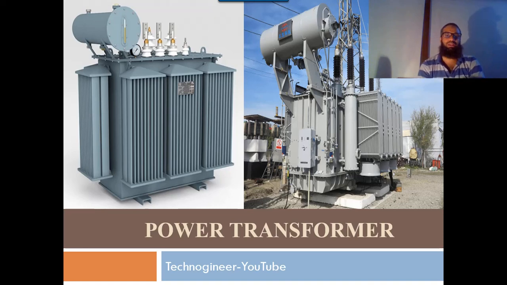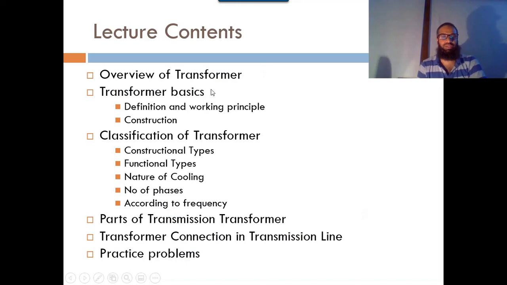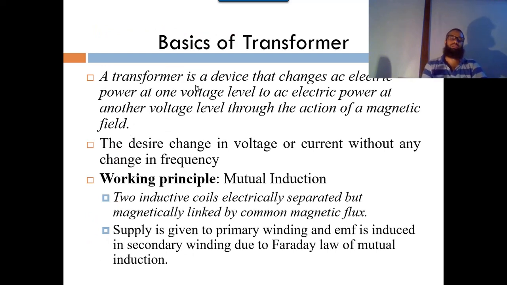Then we will discuss the basic definition of the transformer, its working principle, its construction, and then the classification of the transformer based on its constructional type, its functional type, the nature of cooling or the cooling material used in the transformer, the number of phases in the transformer, and the type of transformer based on frequency. And then we will discuss the parts of the transformer. Finally, we will discuss the transformer connection in power transmission, and then a practice problem as an assignment. So initially, what is a transformer?